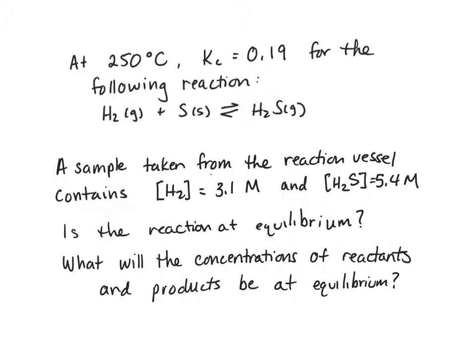So we have a reaction that takes place at 250 degrees Celsius, and we're saying that the equilibrium constant Kc is 0.19. So we're going to have H2 gas plus sulfur in the solid phase in equilibrium with H2S in the gas phase. And it says that a sample taken from the reaction vessel contains 3.1 moles per liter of H2 and 5.4 moles per liter of H2S. I want to know, is the reaction at equilibrium? And then once we figure out that, I want to know what the concentrations of reactants and products will be at equilibrium. So guess what? It's not at equilibrium. Okay. Spoiler alert.